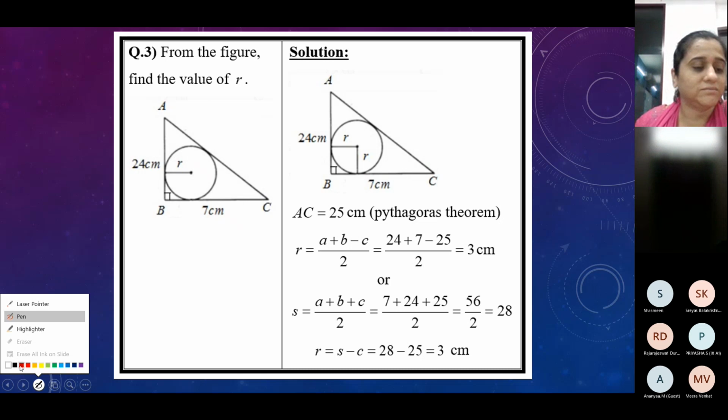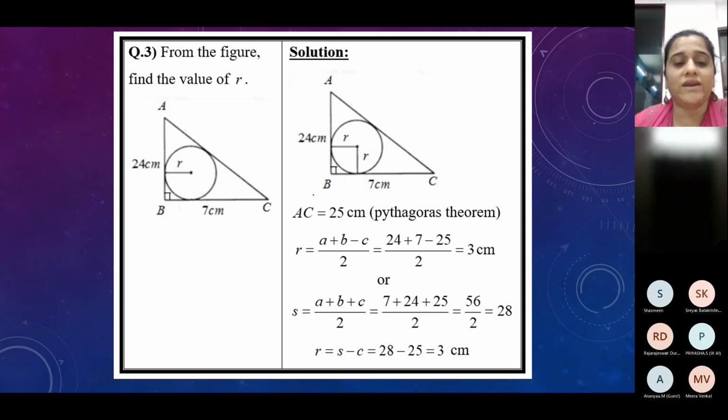So you can see here. First find AC using Pythagoras theorem, 25 centimeters. All of us know to find that. So AC is equal to 25 by Pythagoras theorem.